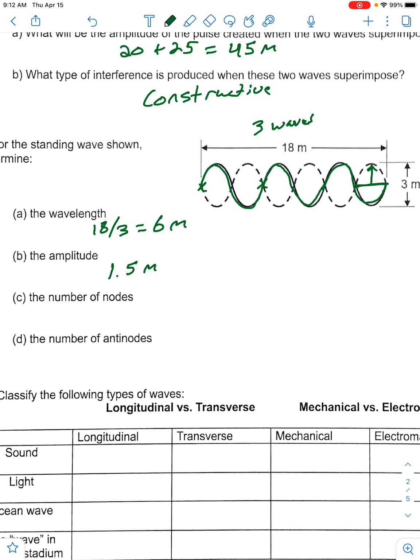Okay, the number of nodes. Nodes are where you meet in the middle. So I'm going to make circles where the nodes are. Nodes are where you meet in the middle. So 1, 2, 3, 4, 5, 6, 7. So this has 7 nodes.